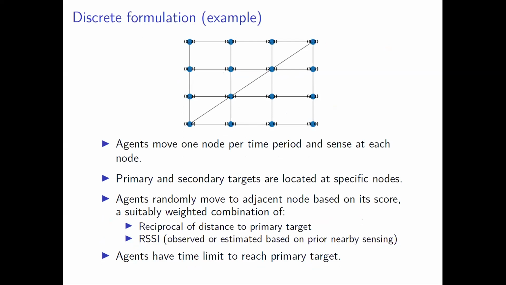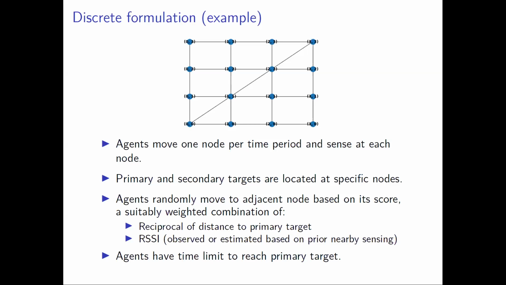So we coded up a little toy problem to get a feel for this discrete formulation. We've made a number of simplifying assumptions just so this was practical to code up in a day or two. But a lot of these can be relatively straightforwardly relaxed in this discrete framework, which is one of its strengths. We're assuming that agents move one node per time period and sense at each node once they arrive. And we're assuming that both the primary and secondary targets are located at specific nodes on the graph.